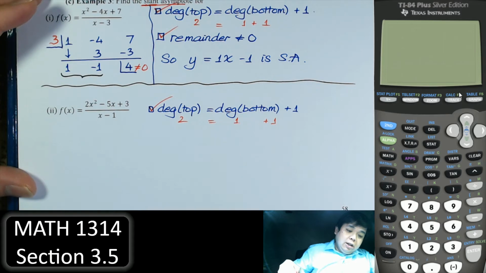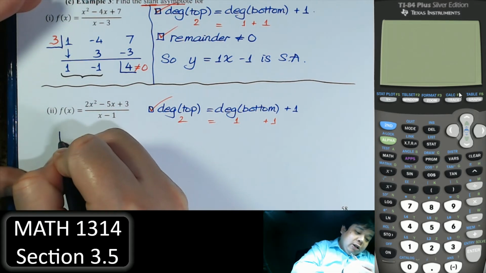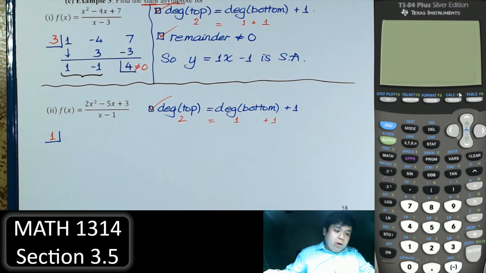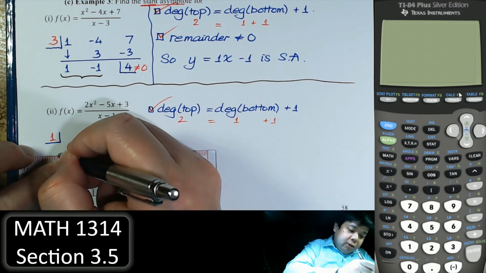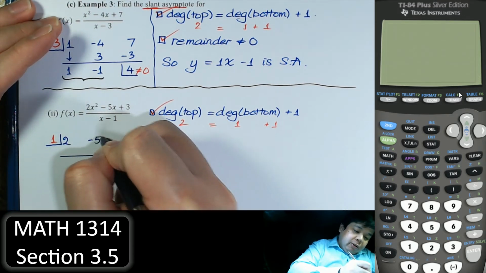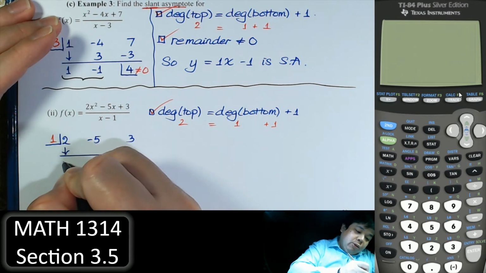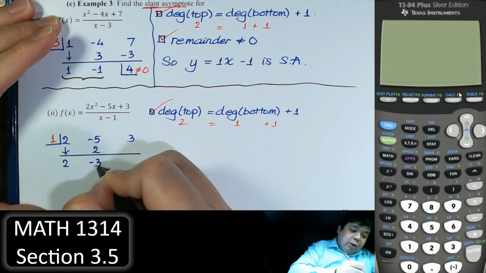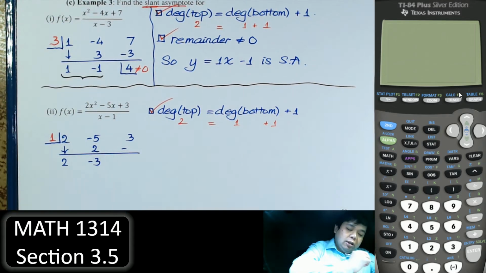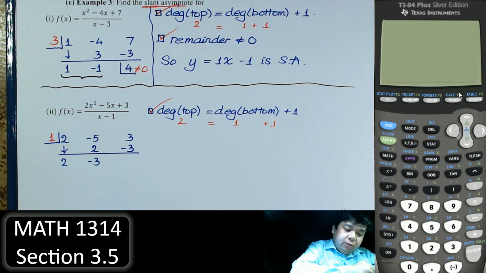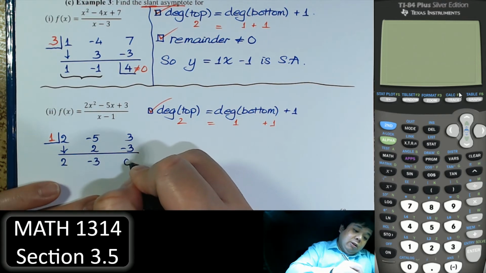Right. So once again, divide by x minus 1. That means we're going to put 1 there at the corner. And there's 2, negative 5, and 3. Drop the 2. 1 times 2 is 2. And 1 times negative 3. And that gives us 0.